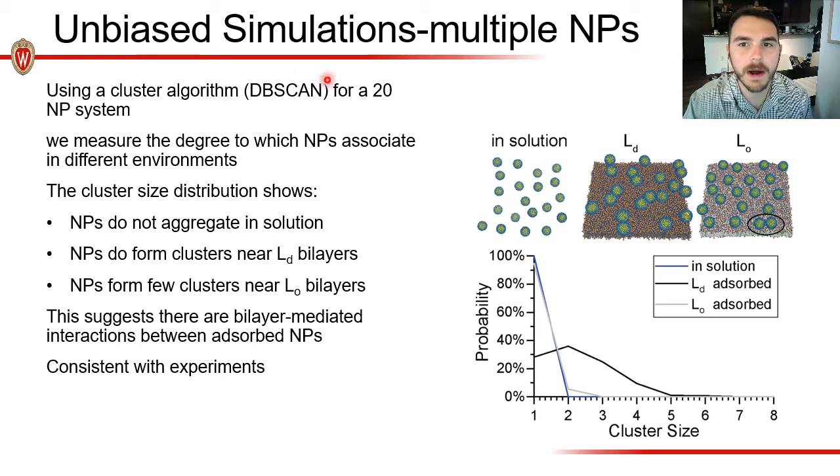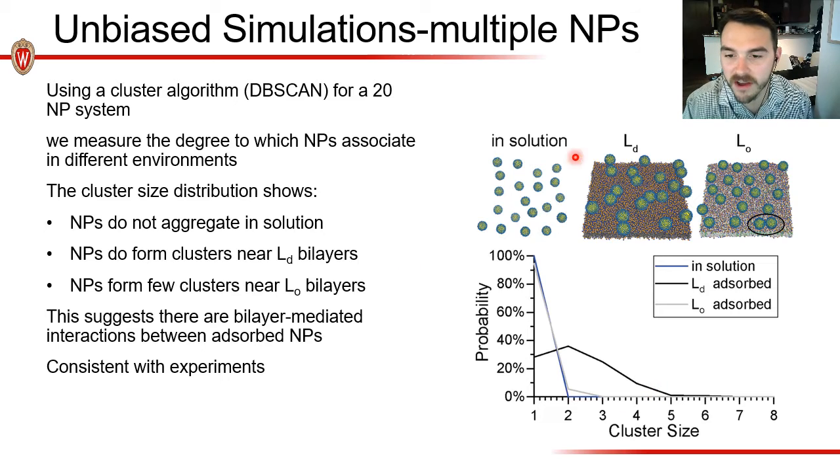So first, our unbiased simulations with multiple nanoparticles, we're going to be using a clustering algorithm for a system of 20 nanoparticles. So we can measure the degree to which nanoparticles associate in different environments. And we compare just nanoparticles in solution, nanoparticles bound to a liquid disordered bilayer, and nanoparticles bound to liquid ordered bilayers. So we can run these unbiased simulations, and visually you can see that the liquid disordered bilayer cluster much more than the liquid ordered bilayer, which more than the in solution.